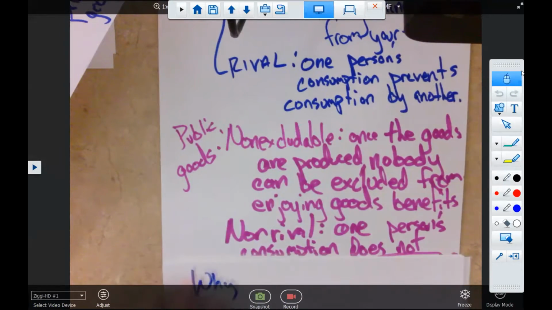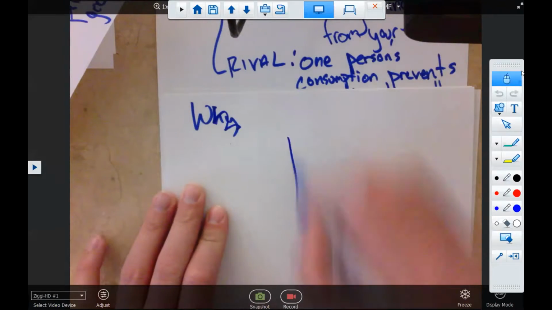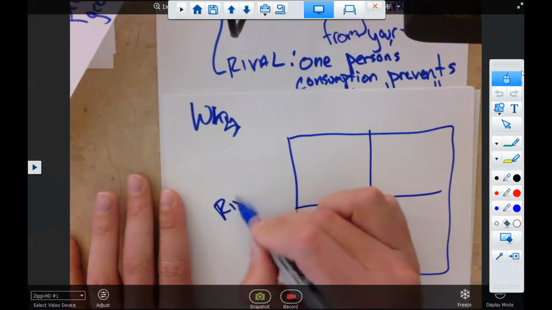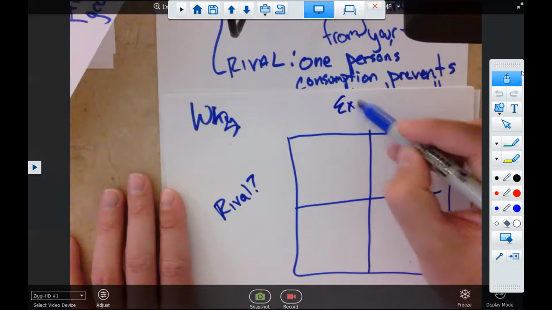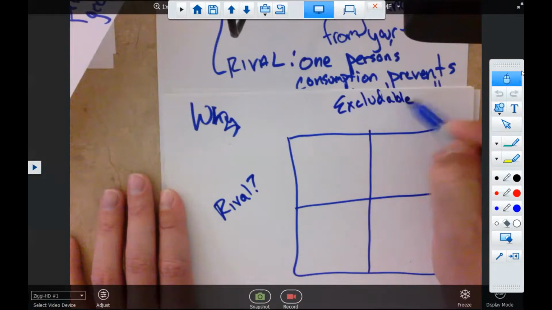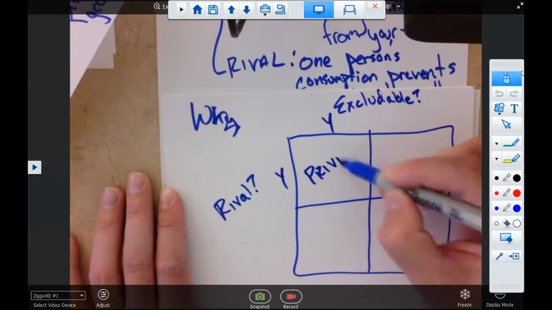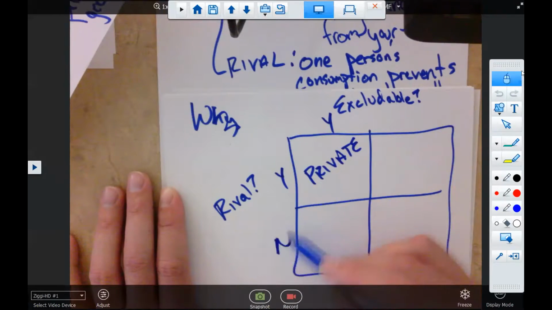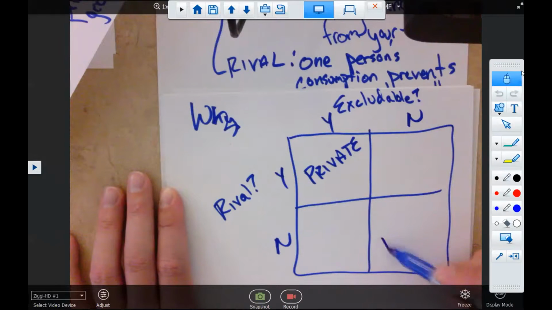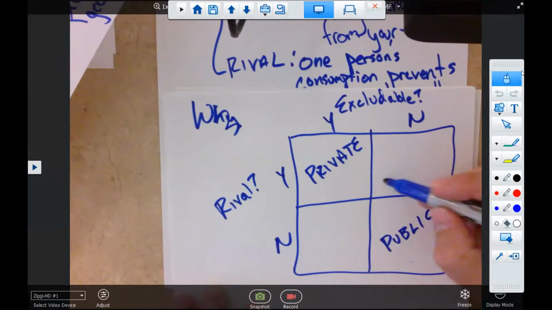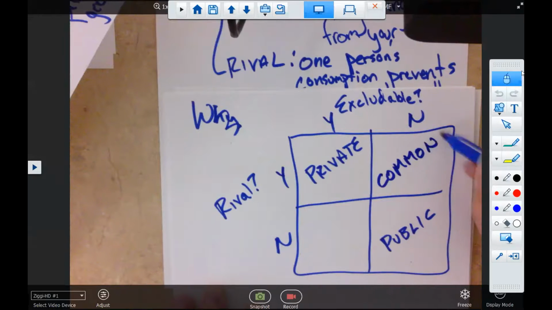So here, there's a nice little chart where we ask, is it rival, and is it excludable? If it's rival and excludable, it's a private good. If it's non-rival and non-excludable, then it's a public good. In the case of the clothing library at Rapid City, those goods are rival but not excludable, so it's going to go up here, and these are called commons goods.